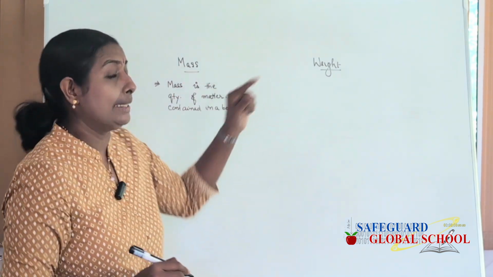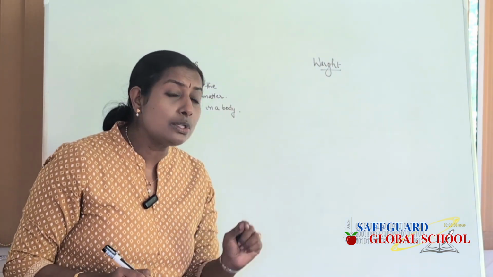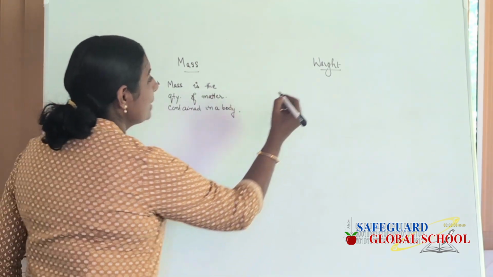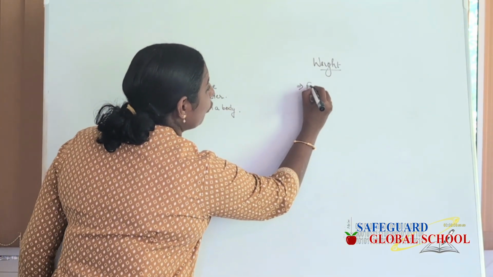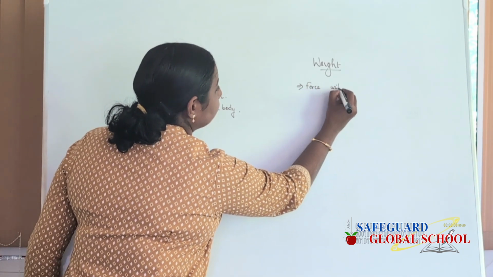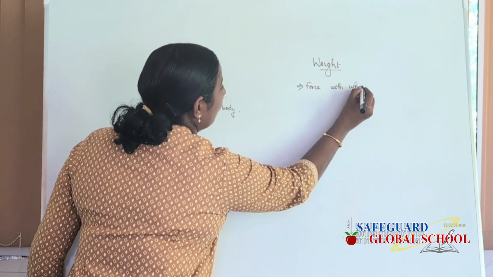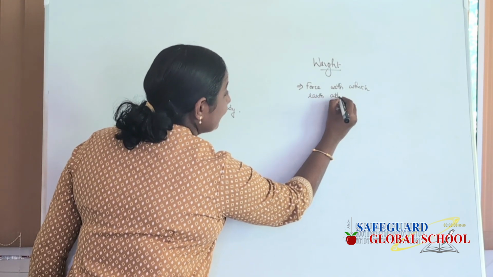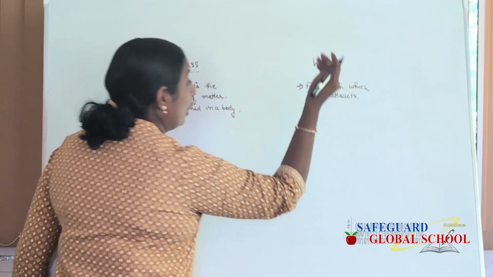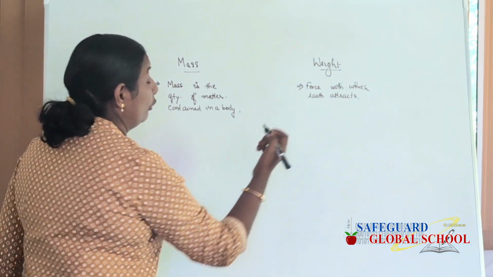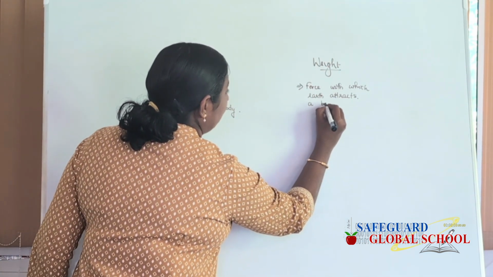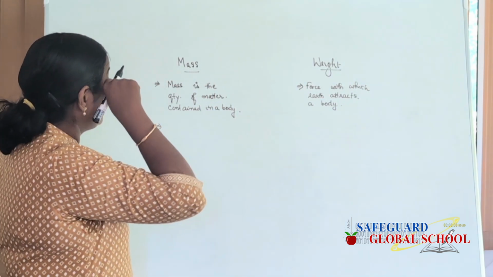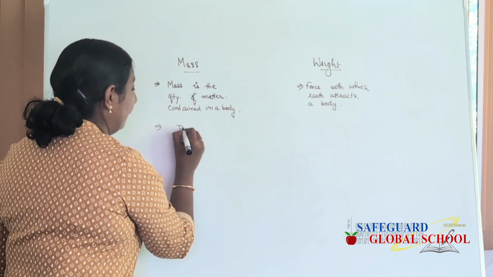Then, what is weight? Weight is the force with which earth attracts a body. It is the force by which earth pulls a body towards the center of the earth. So, usually, in the second point, we depict mass as m.